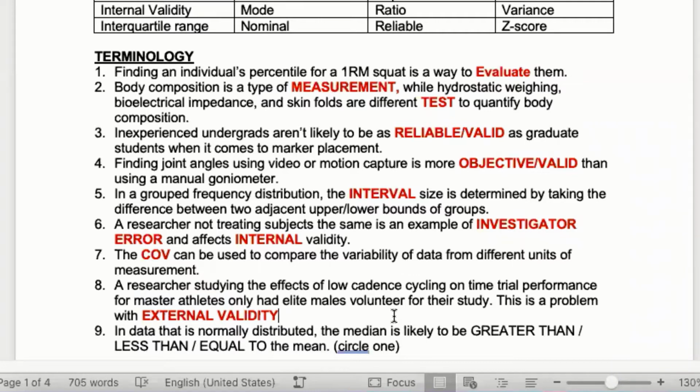I don't know, right? So if their trial performance goes up, and we extend that result to every type of master athlete who cycles, that's not really a nice picture, right? Our sample doesn't represent our population. So, external validity.